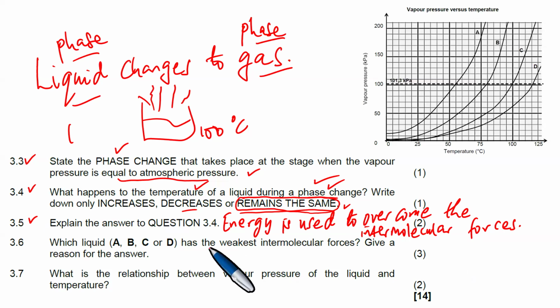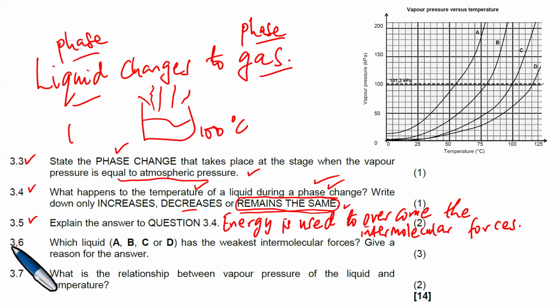Because now we need to explain why water changes to vapor, why water becomes steam, why water evaporates. Because energy is used to overcome intermolecular forces. That is why there is a phase change. The phase change is caused by the fact that energy is used to overcome the intermolecular forces. Okay, these are the things that you need to take note of.